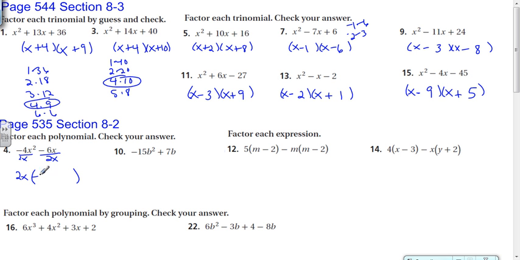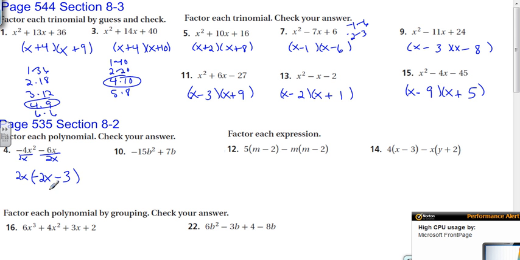Negative 4 divided by 2 is negative 2. x squared divided by x is x. Negative 6 divided by 2 is negative 3, and the x's cross out. So now if I distributed that, I would get negative 4x squared minus 6x.